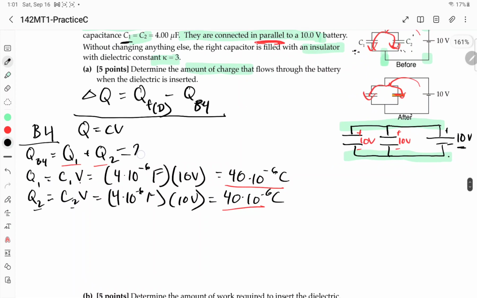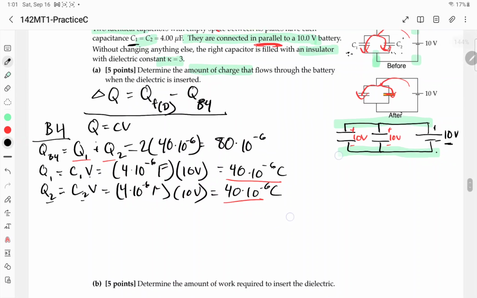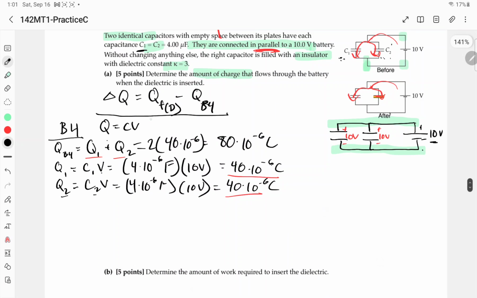Perfect. So now if we plug these back in to these above, let's plug and chug. So this is essentially 2 times 40 times 10 to the negative 6. You're just summing these two together. So we have the total before is 80 times 10 to the negative 6. Now we have to find the final, the final with a dielectric.